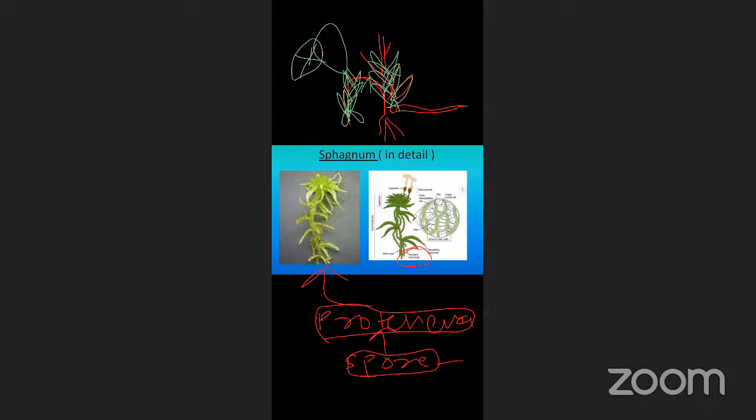What are present inside the body? Androgonial mother cells, androcytes, and anthrozoites. Androcyte mother cells, androcytes and anthrozoites.